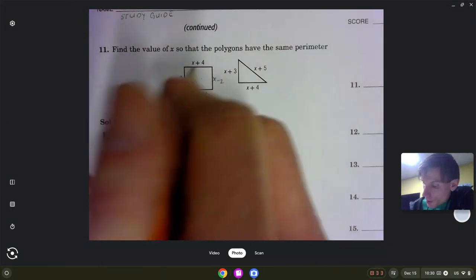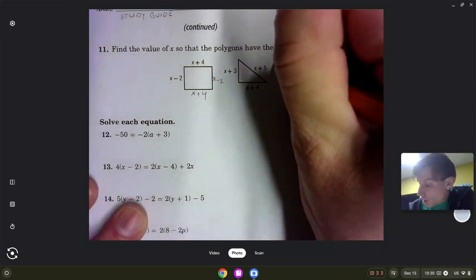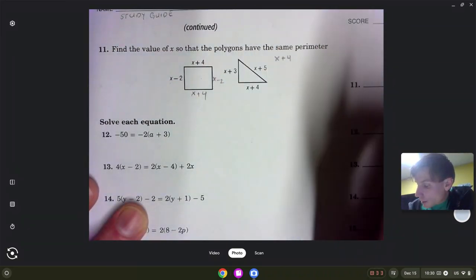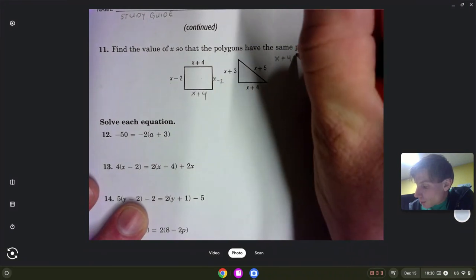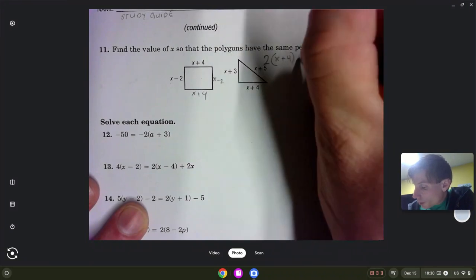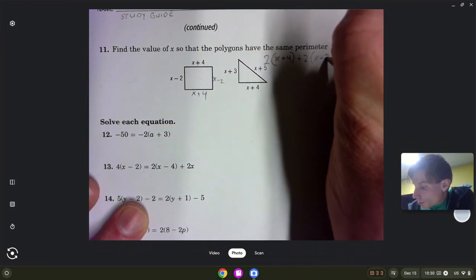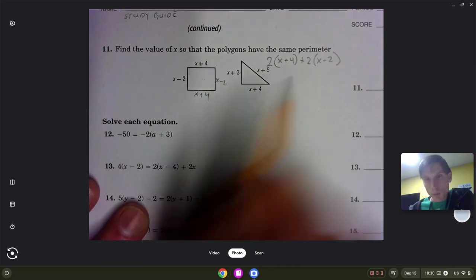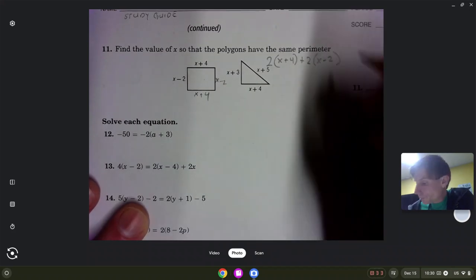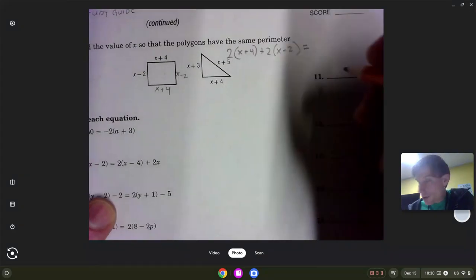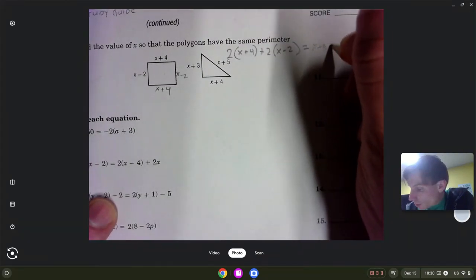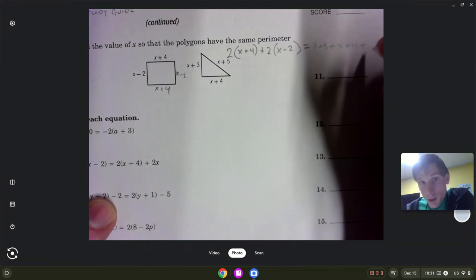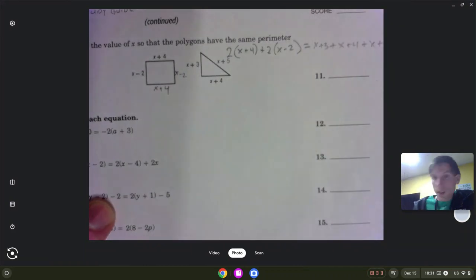So we're saying, where we got space for this one, I'll do it here. x plus 4. I'm going to do it the simpler way for me. So we have two x plus 4s, and we have two x minus 2s. You could have written out x plus 4 plus x plus 4 plus x minus 2 plus x minus 2, but I'm doing it as a multiplication. All right. And that's going to equal all the rest of this, x plus 3 plus x plus 4 plus x plus 5. Okay, cool.